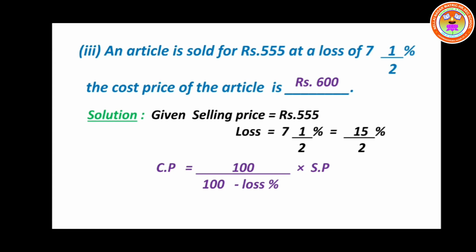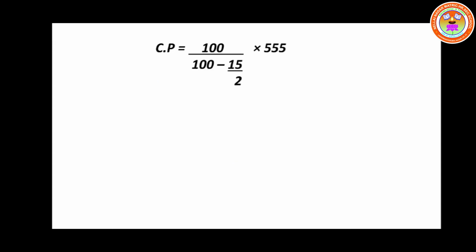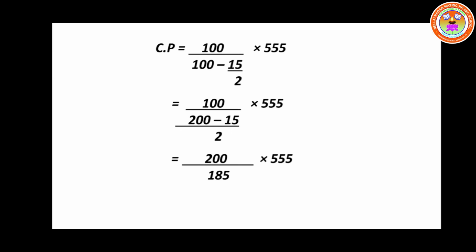Now what is the formula you can apply? Cost price is equal to 100 divided by 100 minus loss percent into SP. So 100 divided by 100 minus loss percent, how much? 15 divided by 2, into 555. So you take an LCM, 100 divided by 2 into 100, 200 minus 15 by 2. Now you just subtract, so you will be getting 185. The 2 will be multiplied in the numerator part with 100. So 2 into 100, 200 divided by 185 into 555.